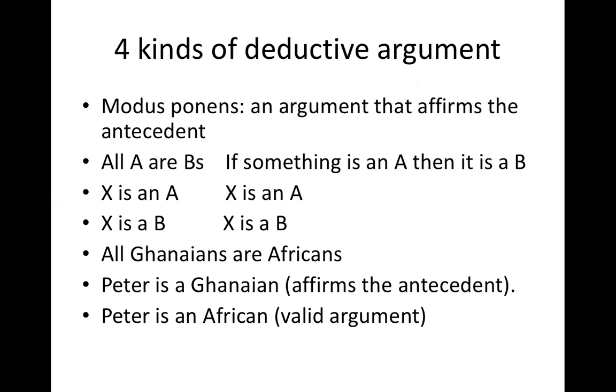So let's see how it is. 4 kinds of deductive arguments. So we have modus ponens, an argument that affirms the antecedent. All A's are B's, X is an A, X is a B. All Ghanaians are Africans, Peter is a Ghanaian, Peter is an African. It's a modus ponens. And we've seen that it is valid.